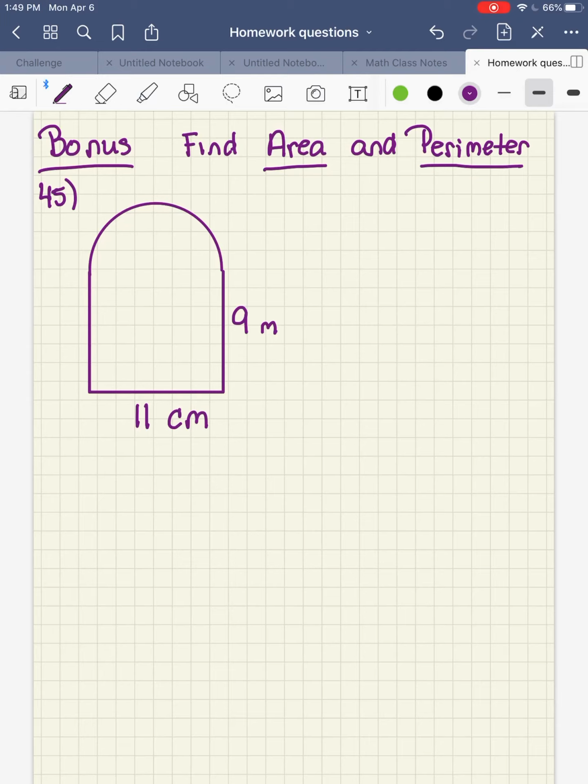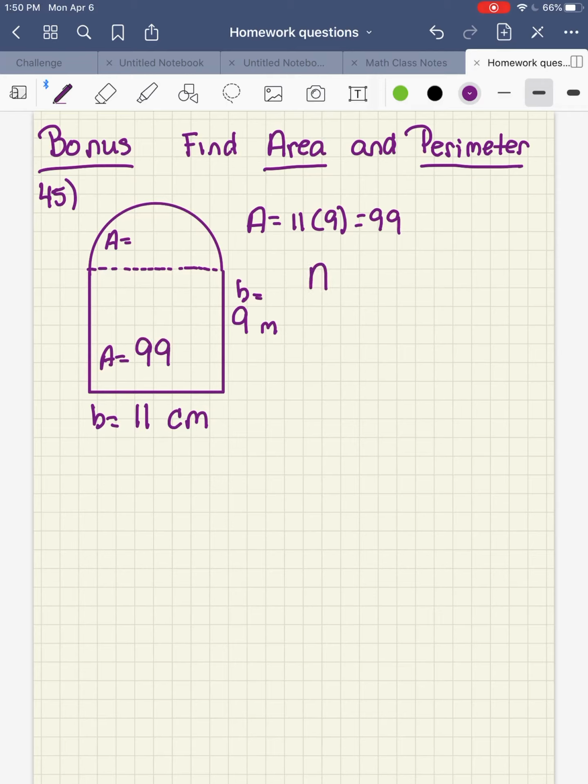And if we draw ourselves a little dotted line right here across the top, it is actually a rectangle and a half circle. So if we can find the perimeter of those parts, we can combine them. And the area is probably the easier one, so let's start with that. So to do this, we need the area of the rectangle, which is the base times the height. And so that's 11 times 9 is 99. And so that's the area of our rectangle.